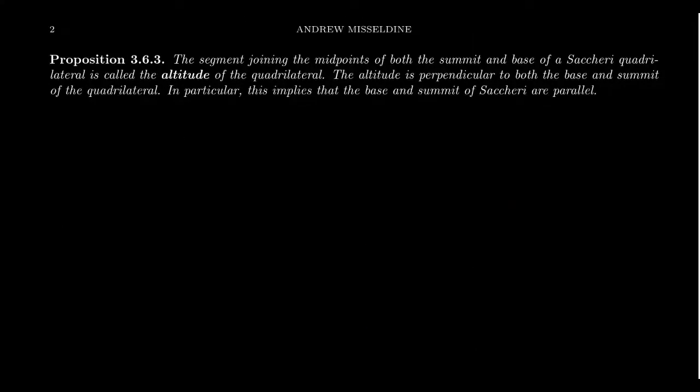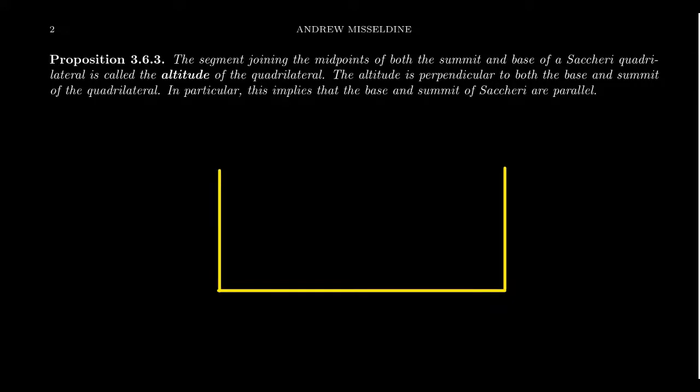Another proposition that I'm going to leave as a proof to the viewer here. In neutral geometry, we have that the segment joining the midpoints of both the summit and the base of the Saccheri quadrilateral is called the altitude of the quadrilateral. So I first should draw this picture here, because this is a theorem with a definition in it. So we get something like this.